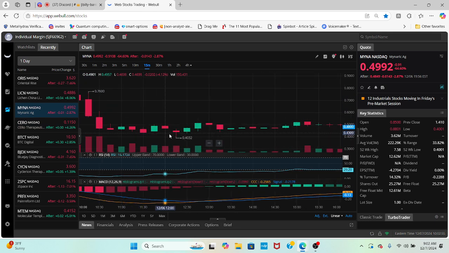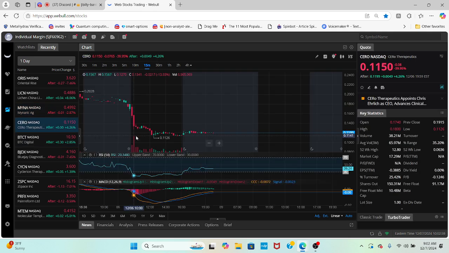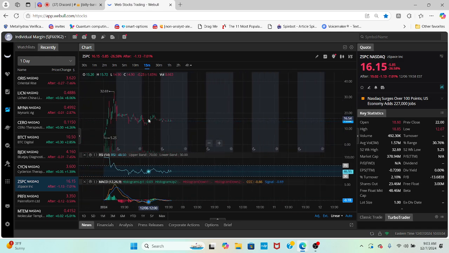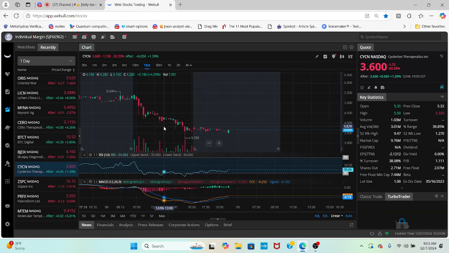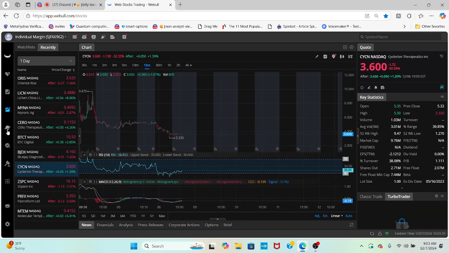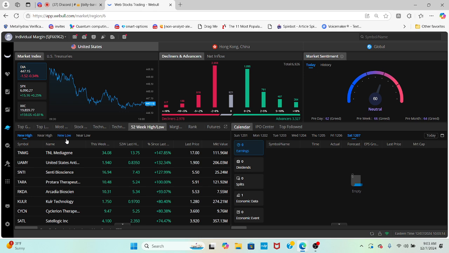Well, look at this one. MYNA goes from 40 cents, already going up to about 53 cents. Another example you ask? Well, the CERO. And then you see I'm clicking these at random. It doesn't even matter, because when they go oversold, they're getting ready to come in for that bounce. I click at random, and I don't go off the 1 day top losers. What I specifically go off of is the 52-week lows. But we'll get to that in just a second.